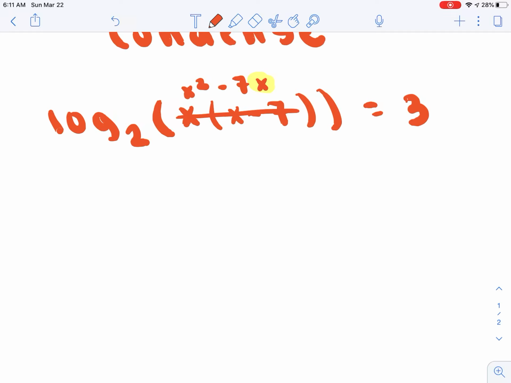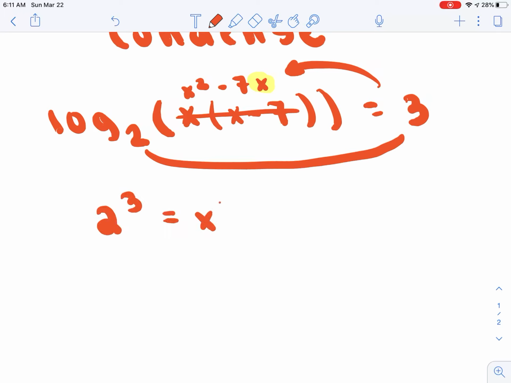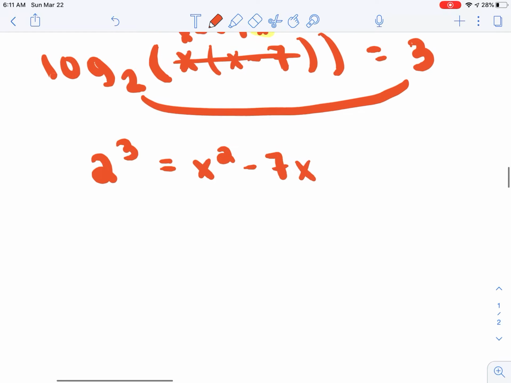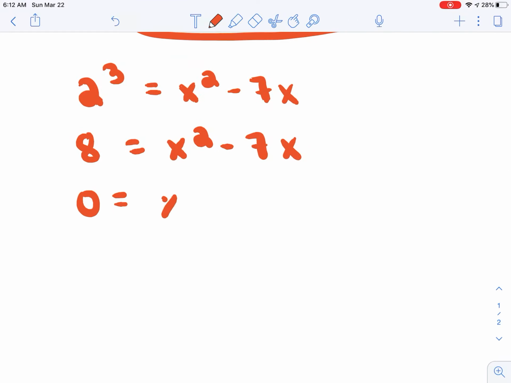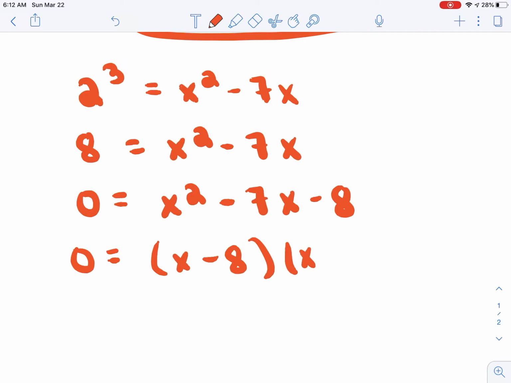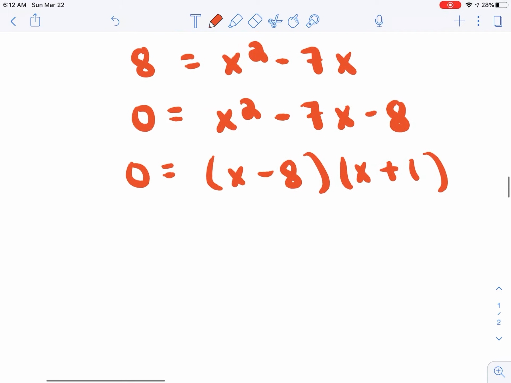Now, the other big mistake is that people forget there is not a log on the other side. You cannot say x squared minus 7x equals 3. You have to do the circle of life here. So we're going to say 2 to the 3rd power equals x squared minus 7x. And then from there we get 8. And then from there we can factor this. And get 2 solutions again.